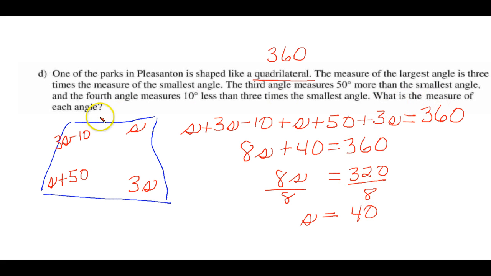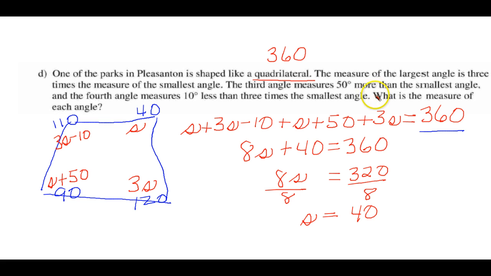Now, what are the measures of each angle? Well, we can just put them right in here. The small one is 40. This is 3 times 40 is 120 minus 10. This would be 110. This will be 40 plus 50 is 90. And this would be 3 times 40 is 120. Again, if we added all these up, it should equal what every quadrilateral measures, 360.